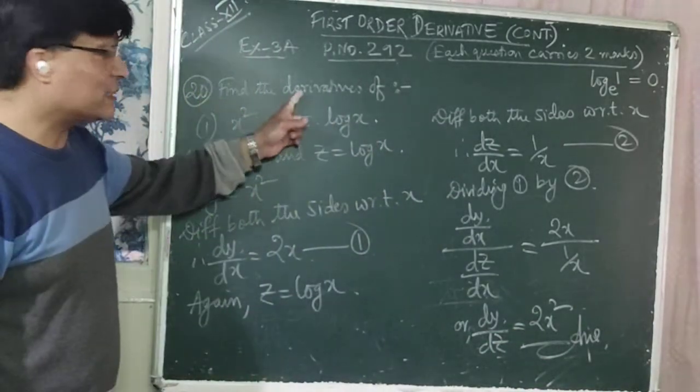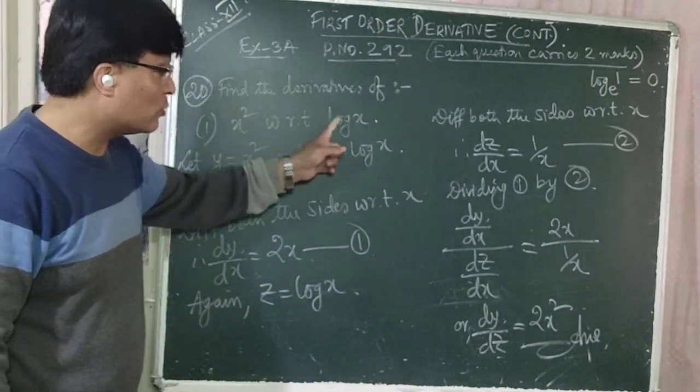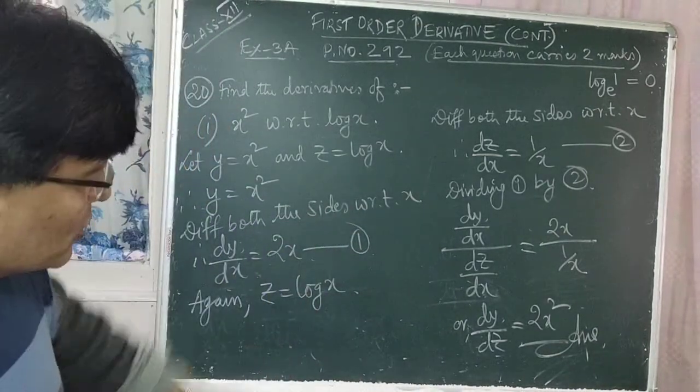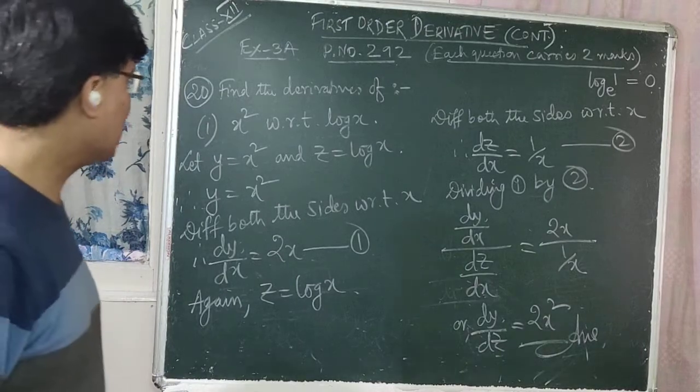So what is the derivative of x square with respect to log x? It is 2x square. Is that clear? So that is your answer. So let's do the next question again.